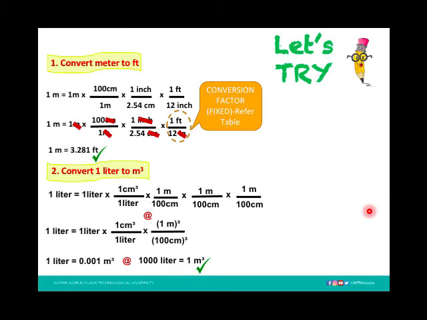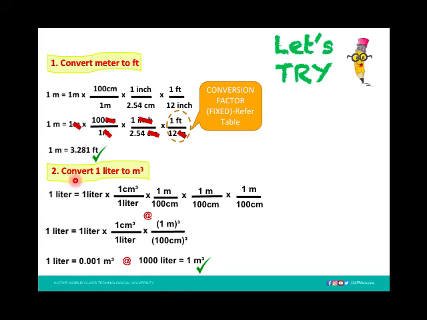So let's try this one. Try to convert meter to foot. So 1 meter equals 1 meter times 100 centimeter over 1 meter. This term equals 1. Times 1 inch over 2.54 centimeter. This term also equals 1. Times 1 foot over 12 inch. This term is also equal to 1. So we multiply these terms in order to cancel out the units. As you can see here, you can cancel out meter, centimeter, and also inch. For this conversion, you may refer to the conversion factor, which is fixed. So finally, you can get the answer here, 1 meter equals 3.281 feet.